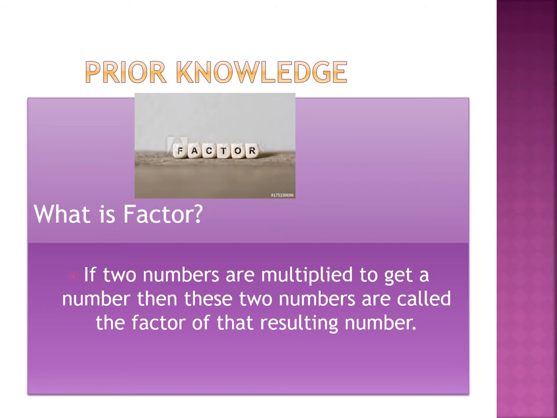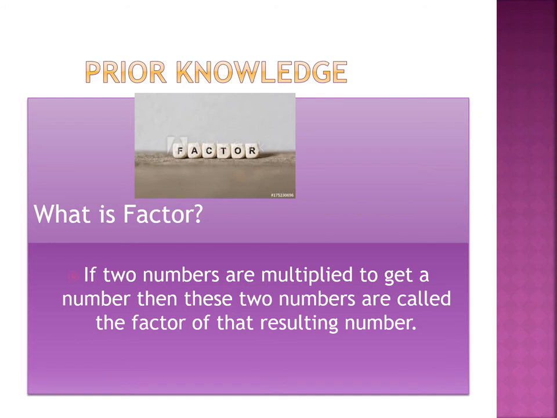There are two basic concepts, of which number one is factor. You must know what a factor is. I think you have learned it in your previous class and you already have the idea; I'm just revising it for you. So what is the definition of factor? If two numbers are multiplied to get a number, then these two numbers are called the factors of that resulting number.